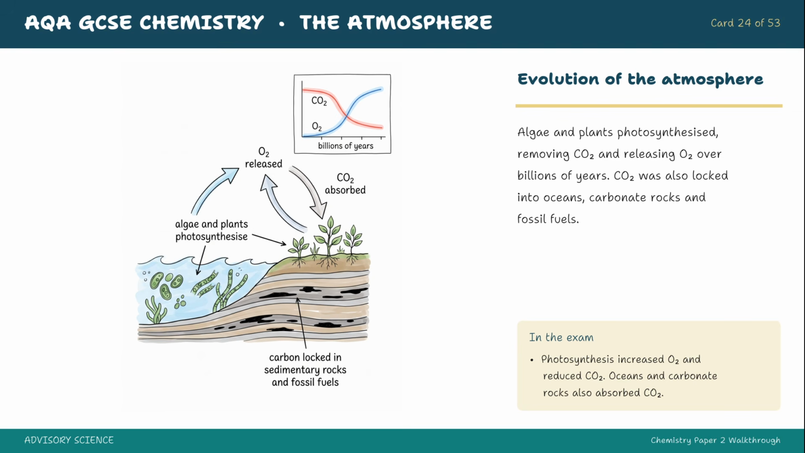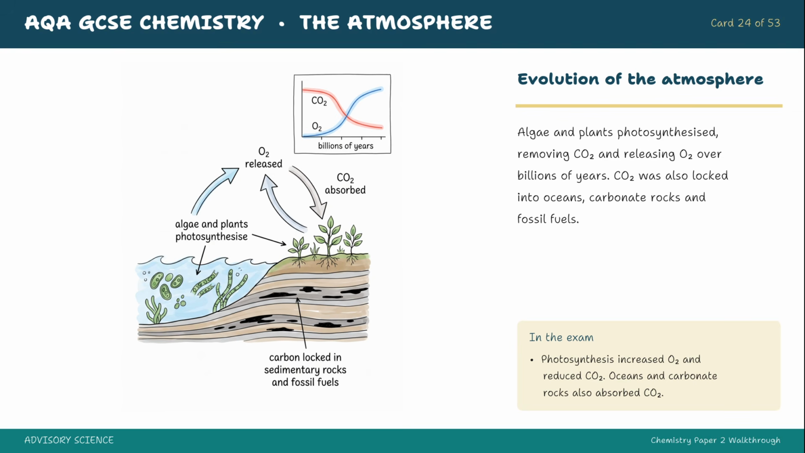How the atmosphere changed. 2 main changes turned that early atmosphere into the one that we breathe today. First, oxygen increased. About 2.7 billion years ago, algae and then plants evolved and began photosynthesis, taking in carbon dioxide and releasing oxygen. Over billions of years, this slowly built up enough oxygen for animals to evolve.